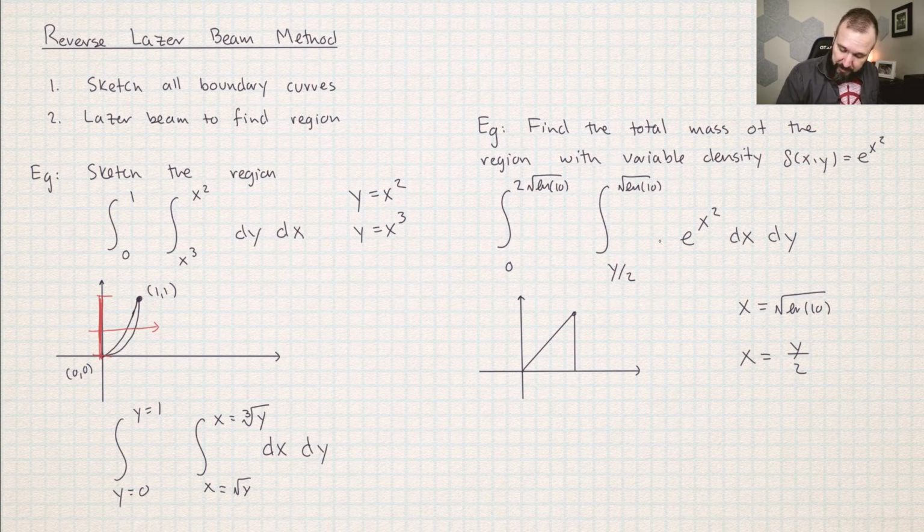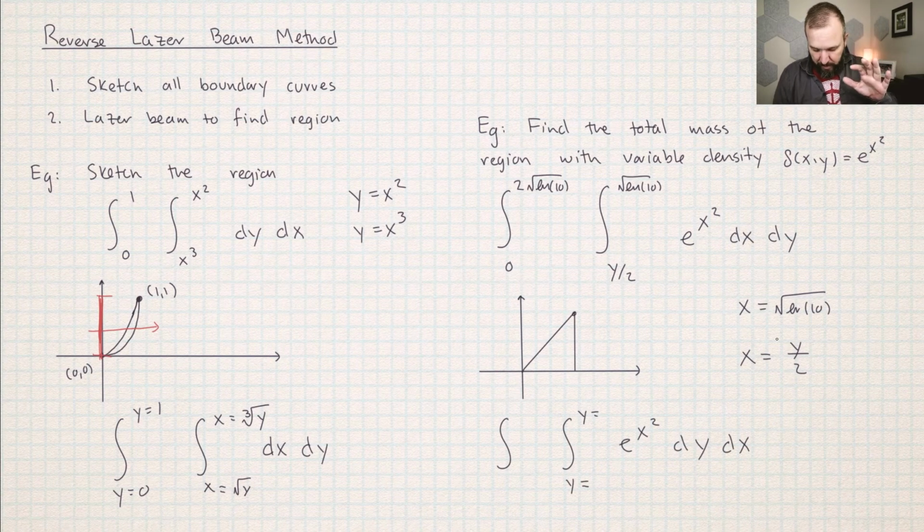Now, if you look at this like laser beam setup here, if I drew a horizontal line, a laser beam kind of parallel to the x-axis, then it would enter at the slanted line and exit at the vertical line. So this is the region that we're talking about. Okay, great. So now all I need to do is try to set up this integral again, but using the reverse order.